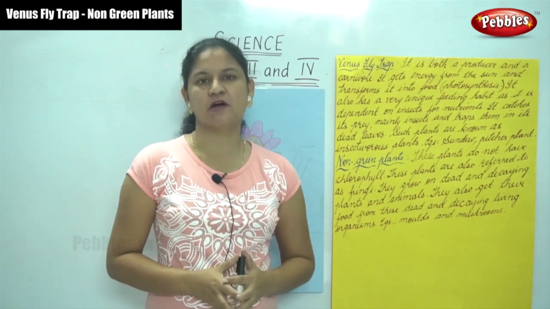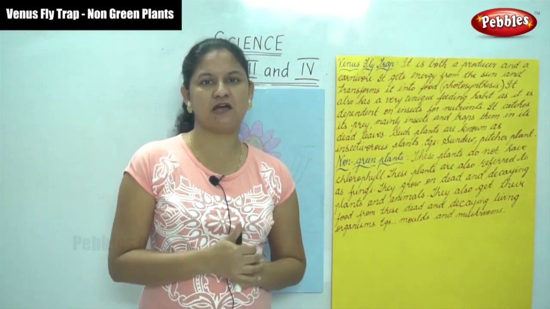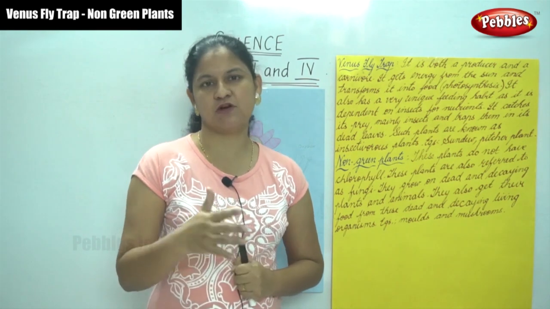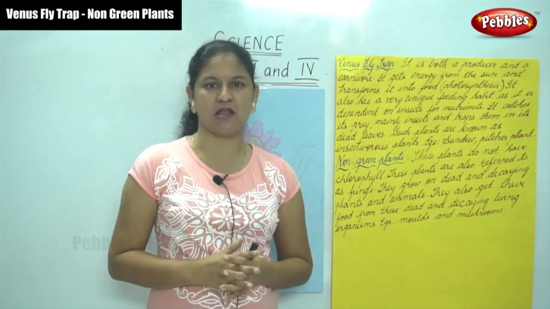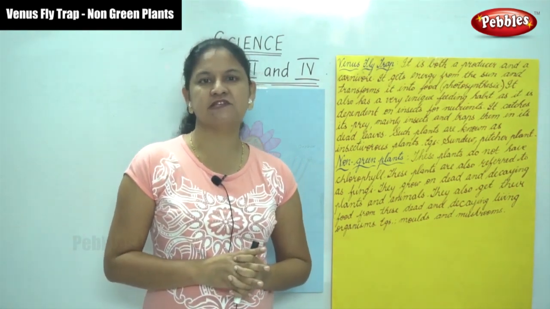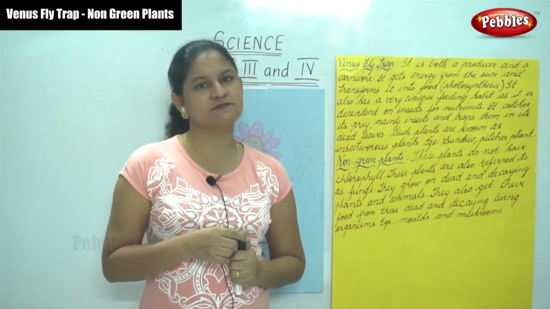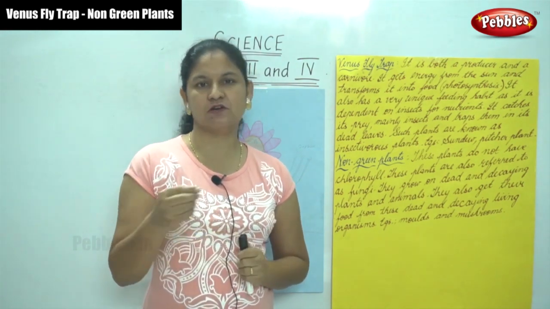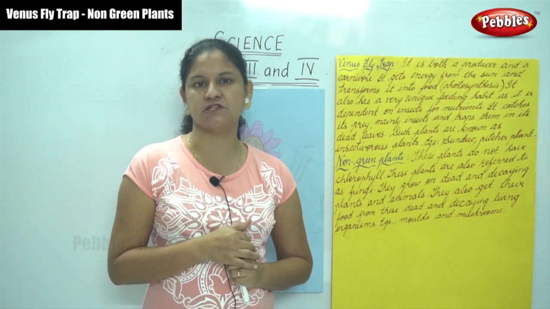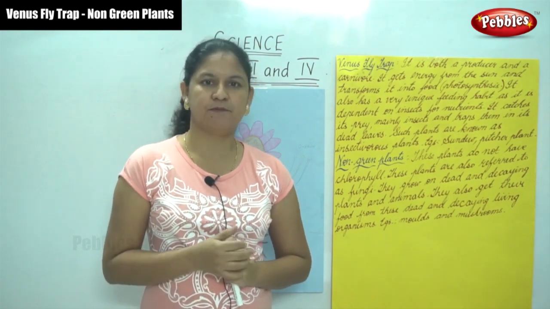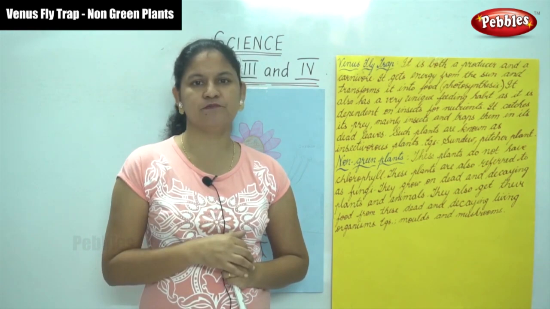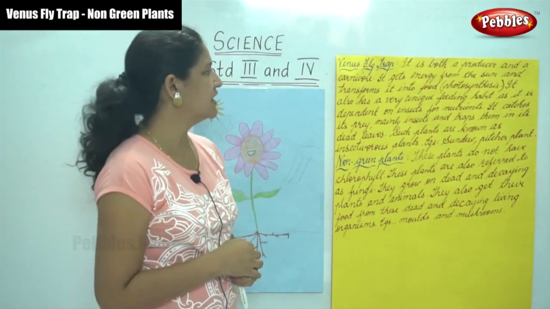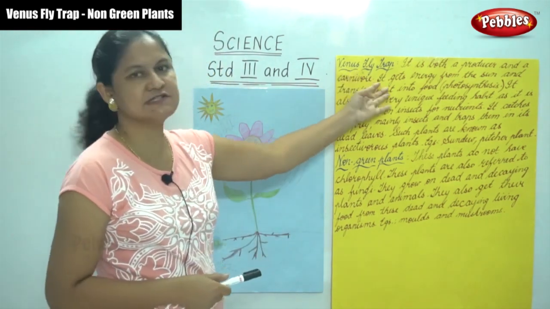So now we are talking about some amazingly different plants. So we have spoken about the cactus, which is a desert plant, and instead of leaves it has spines, and these spines don't allow the loss of water, and it also protects the plant from the harm caused by the animals. Next is the Venus flytrap.